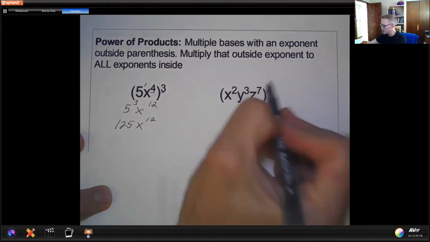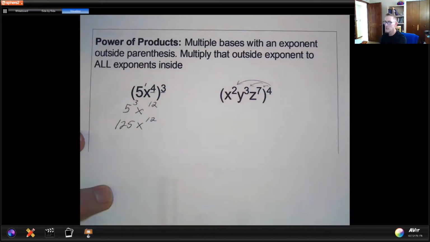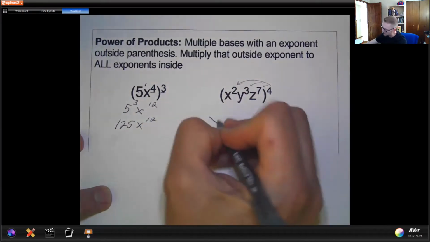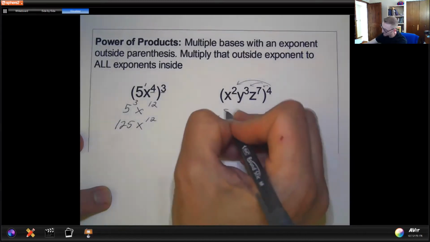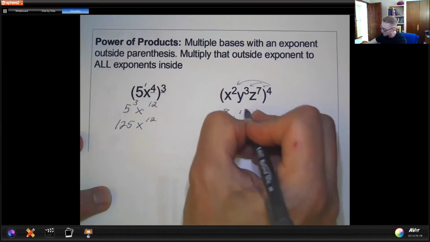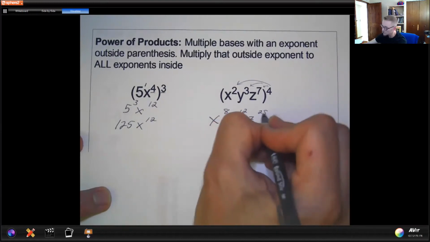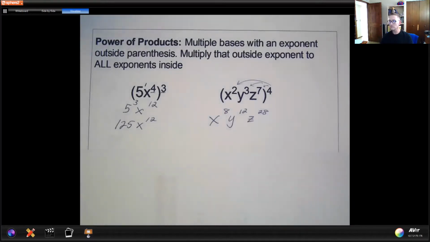And then this one here, this 4 is going to apply to the 2, the 3, and the 7. And remember, exponents inside and outside. So this becomes x to the 8th, y to the 12th, z to the 28th. Exponents outside apply to everything inside.